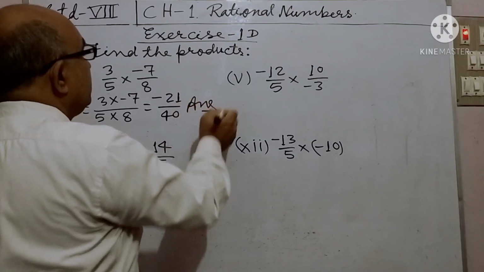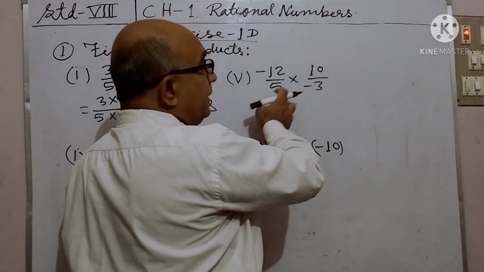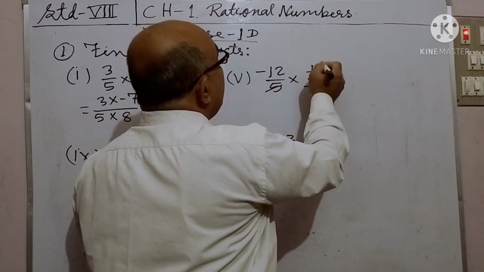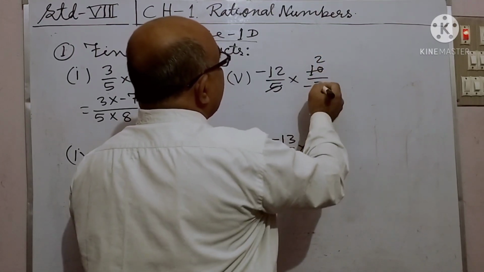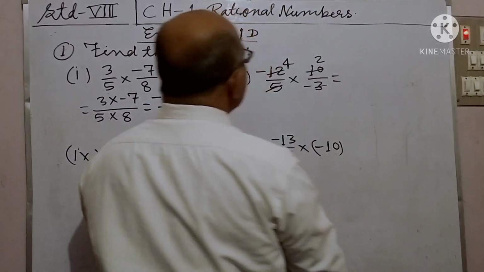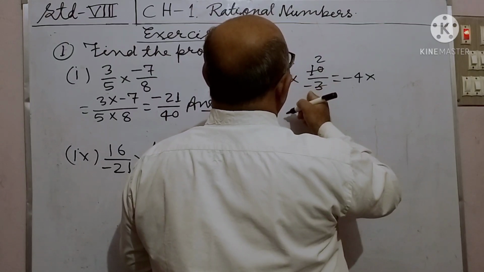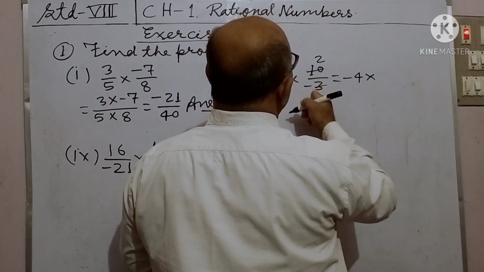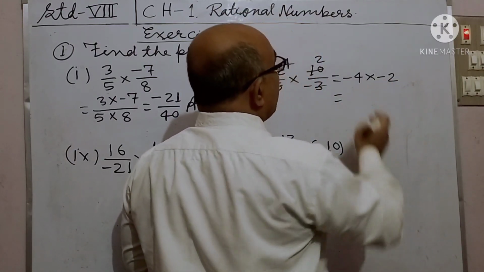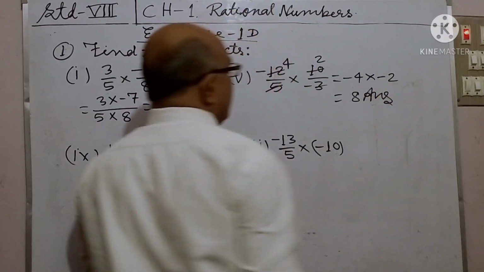Answer. Next question is question number 5. Minus 12 by 5 into 10 by minus 3. So 5 twos are 10 and 3 fours are 12. Write it. Minus 4 into minus 2. So minus into minus, plus. 4 twos are 8. Answer of this question.